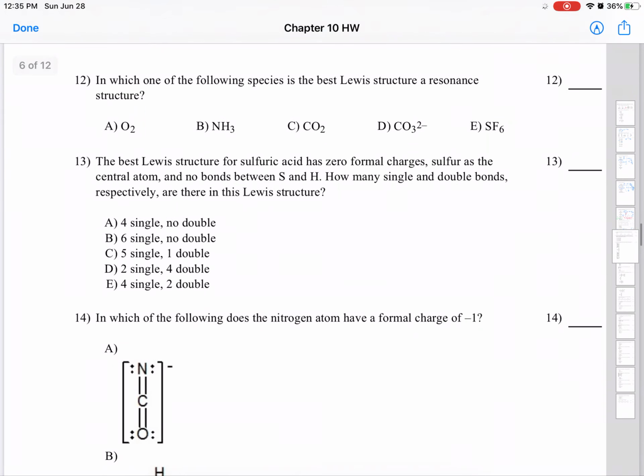Next one. In which of the following species is the best Lewis structure a resonance structure? Again, oxygen doesn't have any resonance. Ammonia doesn't have any resonance either. Carbon dioxide doesn't have any resonance either. But the carbonate ion does, CO3 2-. And SF6, all single bonds, there are no resonance structures.